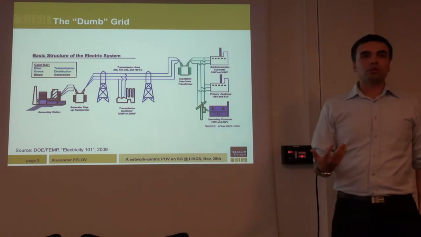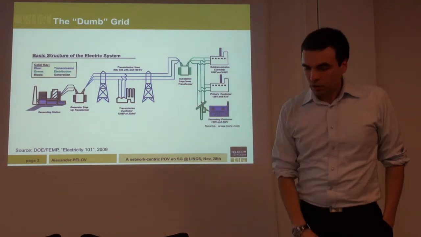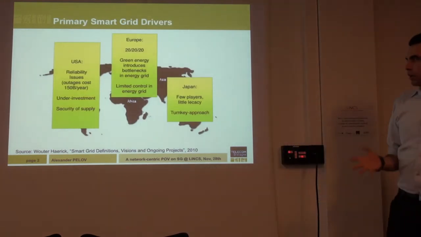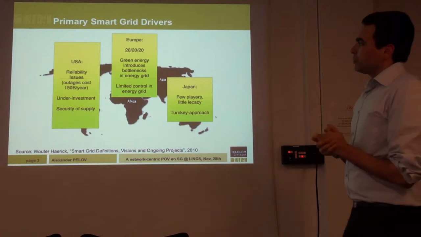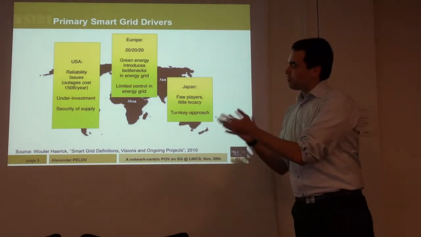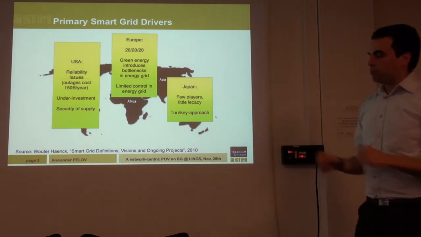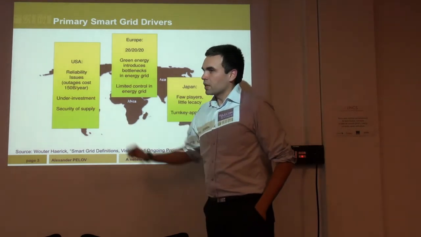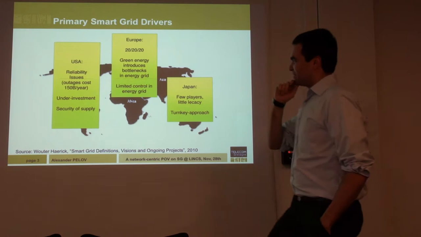So what are the primary drivers to change this thing? Why do we want to make it smarter? Even though it's extremely intelligent already. So of course, the answer is always look at the money, where the money is. So basically the concept has really been put on the table as a smart grid in the USA. And I hope Kathleen will correct me if this is not so.